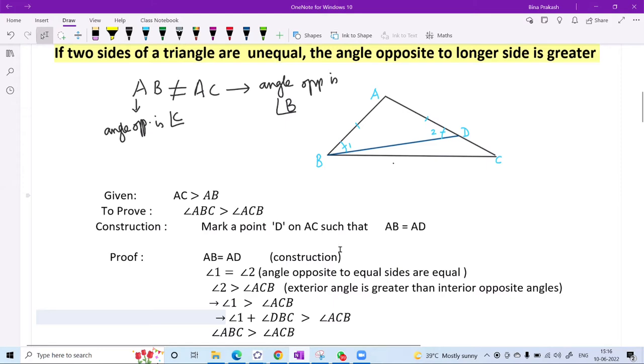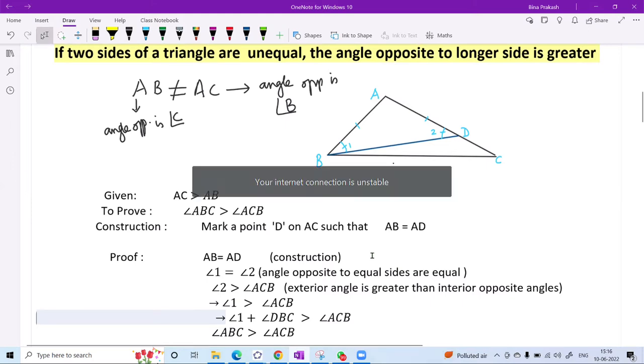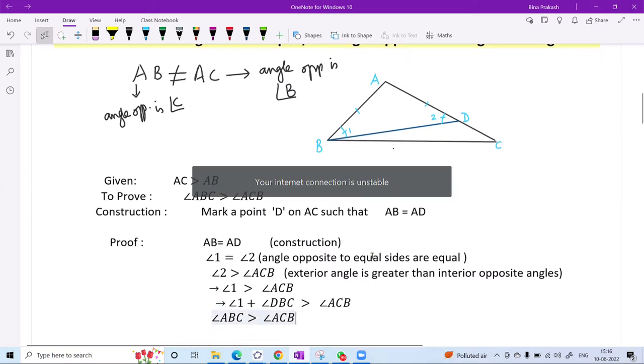Again there was some problem, I think. Is it okay? Shall I continue? Yes, ma'am, please continue.